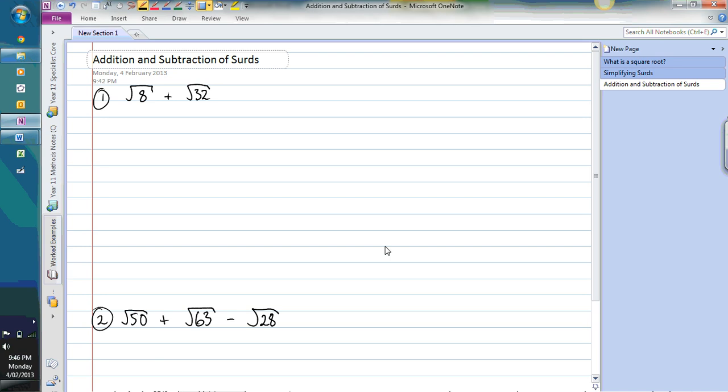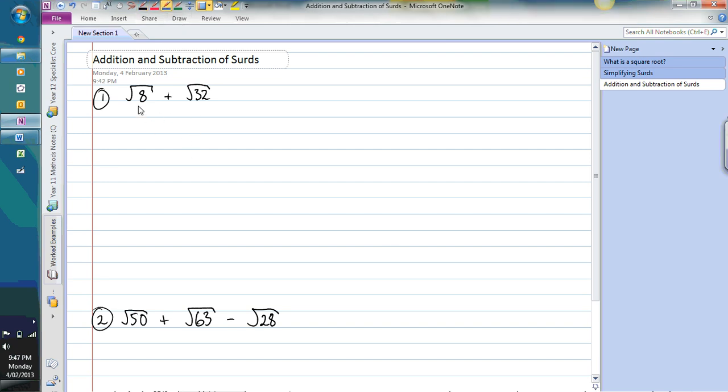In this video, we're going to look at how to add and subtract surds. And to do this, we're going to actually use the skills that we have in simplifying surds, and we're going to be combining them with our skills in algebra, where we add and subtract like terms. So let's look at this first example here.